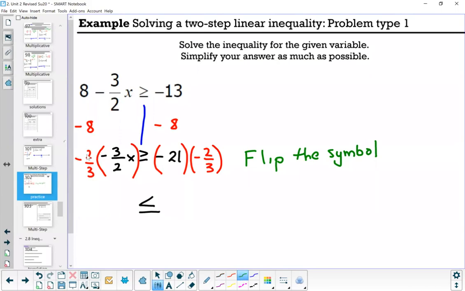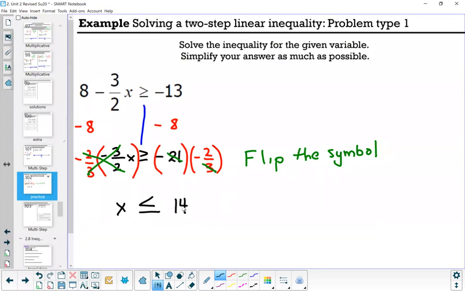The fractions on the left side reduce. So I'm left with 1x. And then on the right side, I'm going to reduce the 21 and the 3. So that gives me 7. And then 7 times 2 is 14. And negative times a negative gives us a positive. Okay, so there we have x is less than or equal to 14.